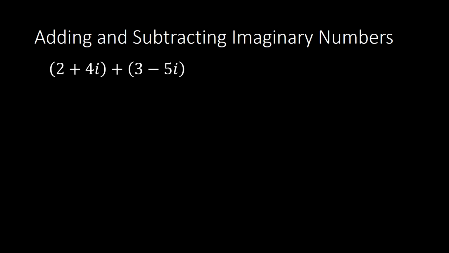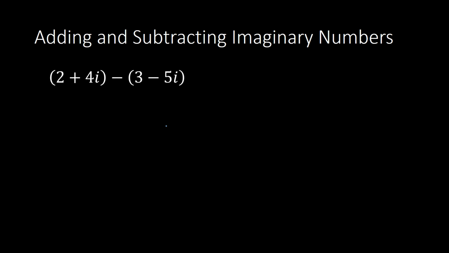Now here's another example where we treat the addition and subtraction the same way as we would with variables. So what I can do, because you're adding, I can just get rid of the parentheses, where I have 2 plus 4i plus 3 minus 5i. And the 2 and the 3 can combine to give me 5. 4i and then minus 5i would give me a negative 1i. So what I have is 5 minus 1i.